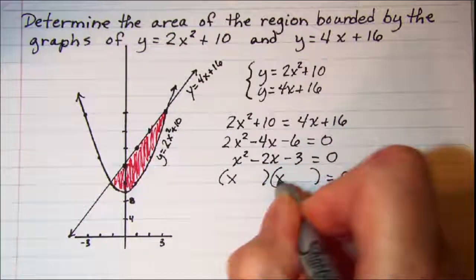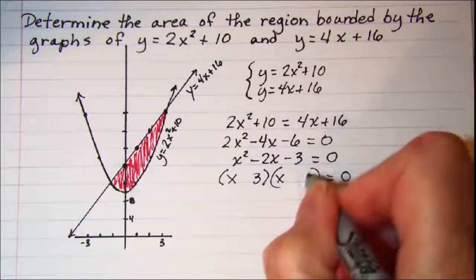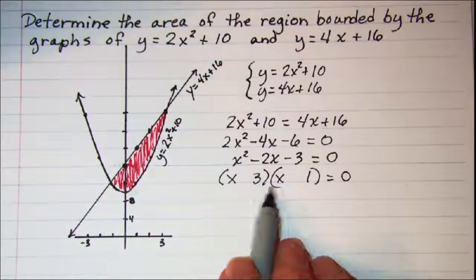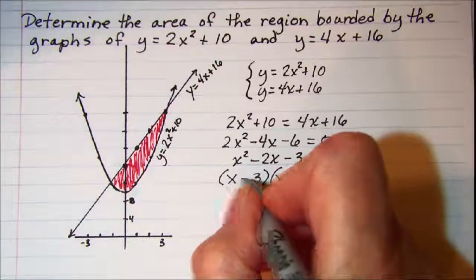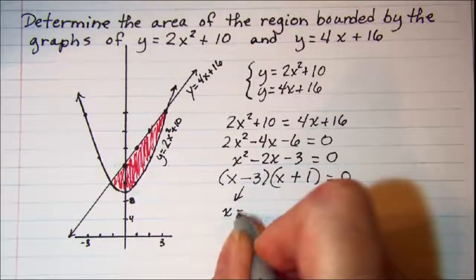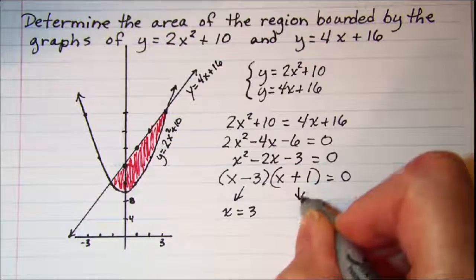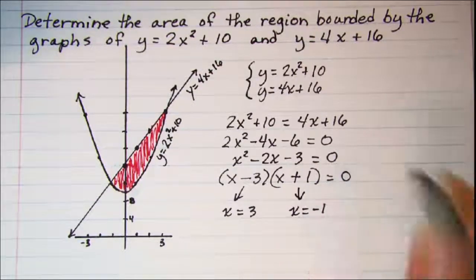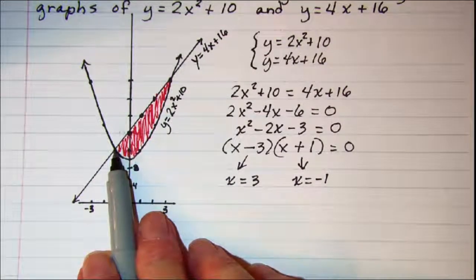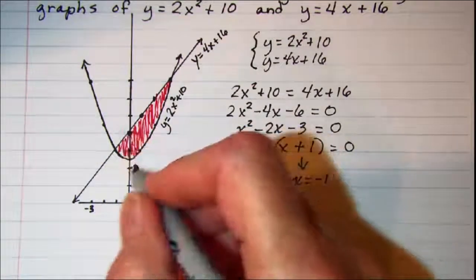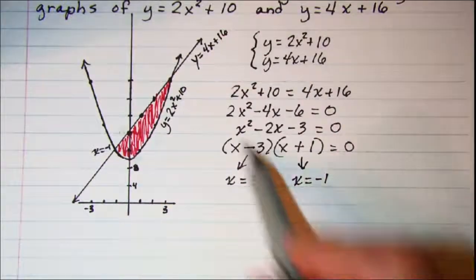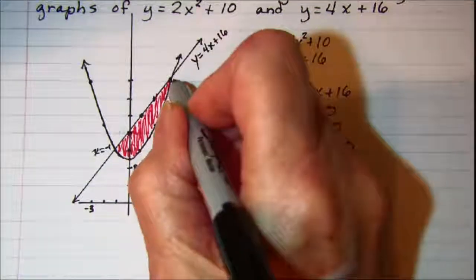And this trinomial factors, so we have x in both of the binomials, and then 3 and 1, and I need my middle term to be negative, so the 3x needs to be negative 3x, and then a positive 1. This one tells me that x is equal to 3, and this one tells me x is equal to negative 1. So this point where they intersect is x equals negative 1, and this point here is x equals 3.